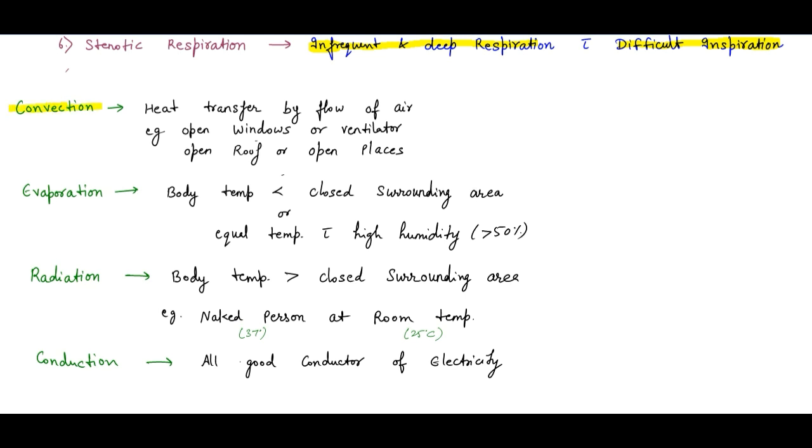Convection means heat transfer by the flow of air. So how will the air transmit heat? If I close the window or open the window, of course, that means convection. Or a ventilator, if I open or close it, open the roof or open places, convection. Flow of air, remember the air. How can we get the air? Open, everything open. Okay, don't open everything.